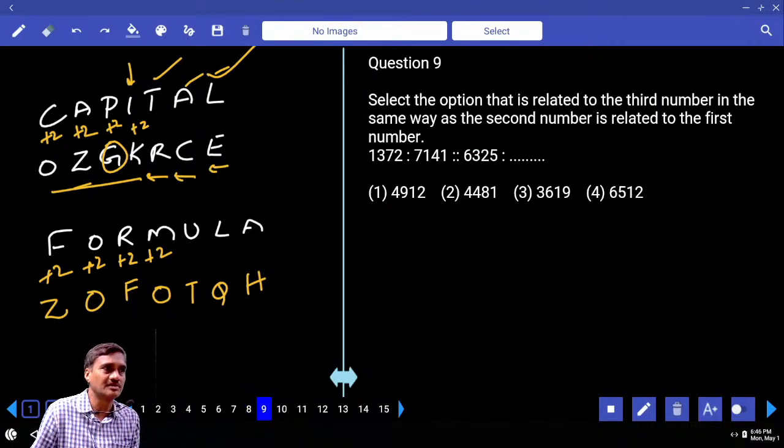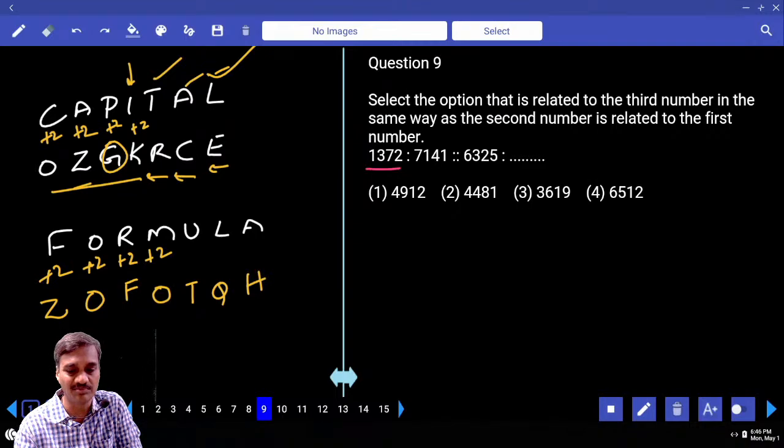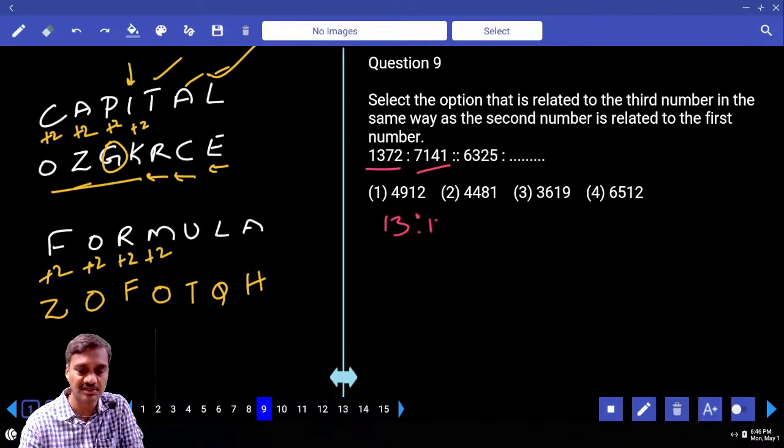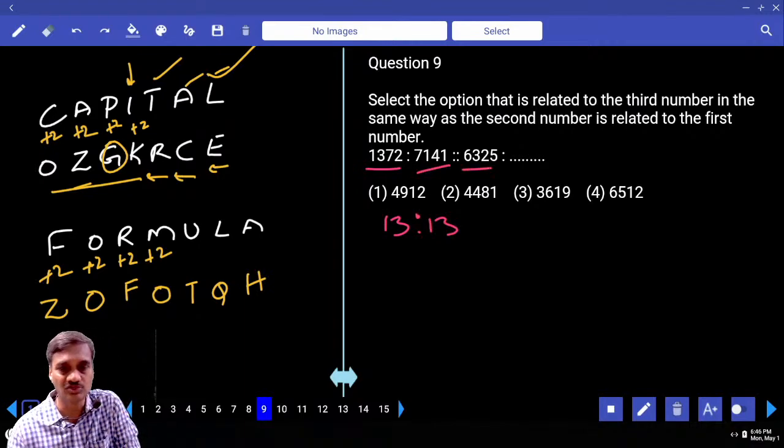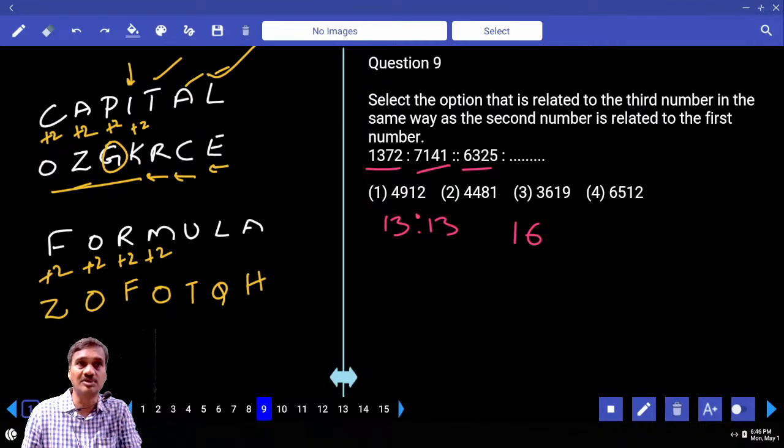Sum of the digits: 1 plus 3 is 4, plus 7 is 11, plus 2 is 13. Here also the sum of the digits in this one is 13. In this one, 9 plus 2 is 11, plus 5 is 16. Among the given choices, the sum of the digits must be 16. 4 plus 9 is 13, plus 1 is 14, plus 2 is 16. Choice 1, question number 9.